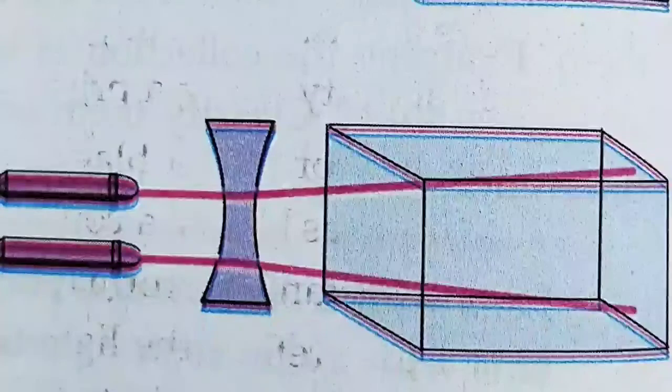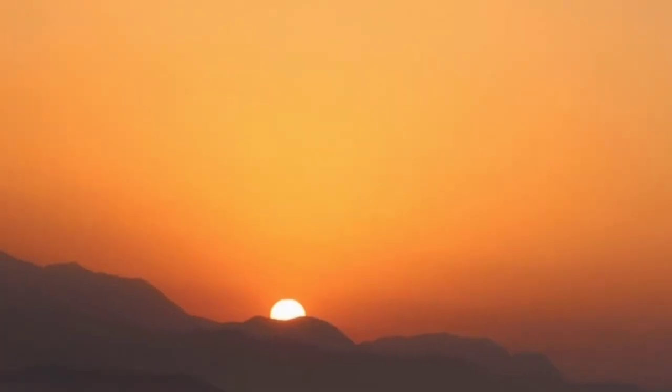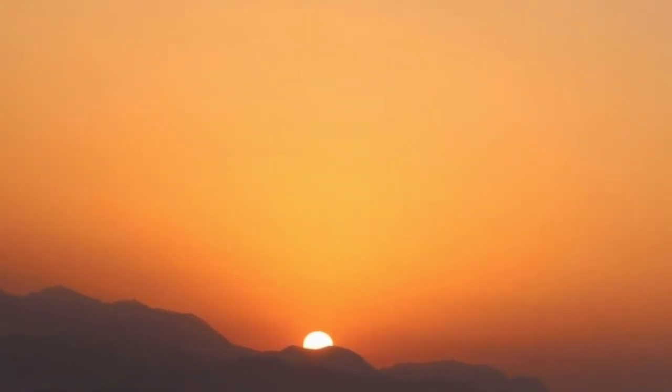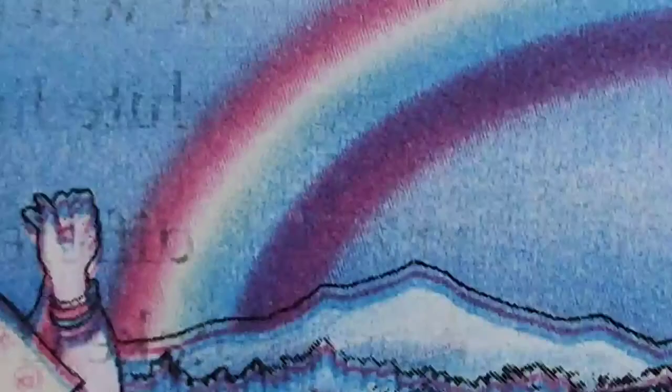Now let us see one more great feature of the light. Dear children, sunlight is white light. But it consists of 7 colors. Yes, really, the sunlight consists of 7 colors. You might have seen a rainbow. How many colors are there in a rainbow? 7, isn't it? Which are they? Violet, indigo, blue, green, yellow, orange and red.